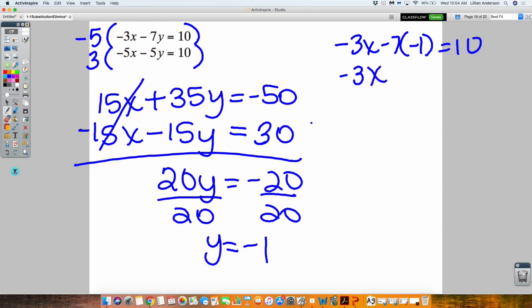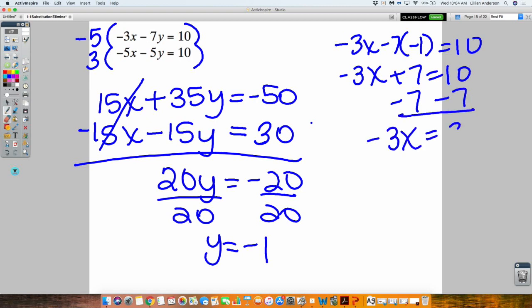Negative 7 times negative 1 is a positive 7. I'm going to subtract 7 from both sides. Negative 3x equals a positive 3. Did you guys get that? So x was negative 1. No? I got positive 1. Yeah, I got negative 1. x would be positive 1 and y would be negative 1. I got negative 3. Wait. X is positive. Should be a negative.